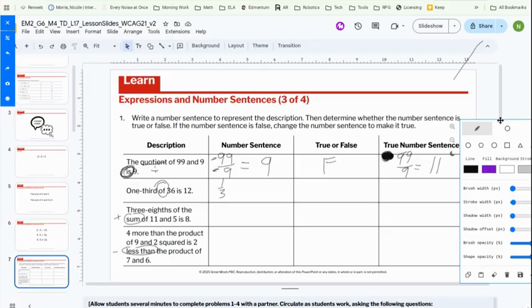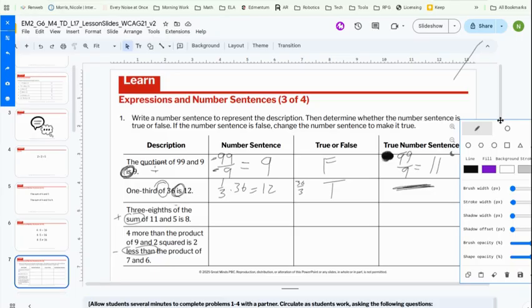1/3 of, remember we talked about the other day, of usually means multiply. So 1/3 times 36 is, that's your equal sign, 12. Is that true? Well, we do 36 divided by 3. That does come out to 12. So this is true. So you don't need to write anything there. We already have our true statement.